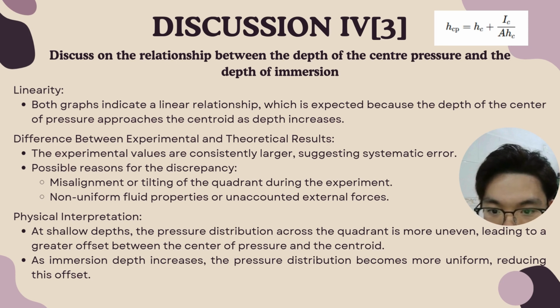The second is the difference between the experimental and theoretical results. The experimental values are consistently larger, suggesting we have a systematic error in this experiment. The possible reasons for the discrepancy are misalignment or tilting of the quadrant during the experiment, non-uniform fluid properties and unaccounted external forces. For the physical interpretation, at shallow depth, the pressure distributed across the quadrant is more uneven, leading to a greater offset between the center of pressure and the centroid. As the immersion depth increases, the pressure distribution becomes more uniform, reducing this offset.